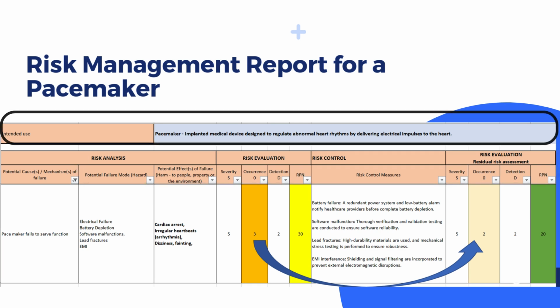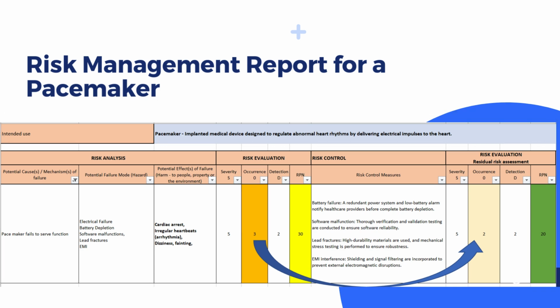The first section of a risk management report provides details about the medical device and its intended use. For a pacemaker, this means describing it as an implanted medical device designed to regulate abnormal heart rhythms by delivering electrical impulses to the heart. This information sets the foundation for risk assessment, ensuring that all identified hazards and risks are evaluated within the context of how the device is meant to function.